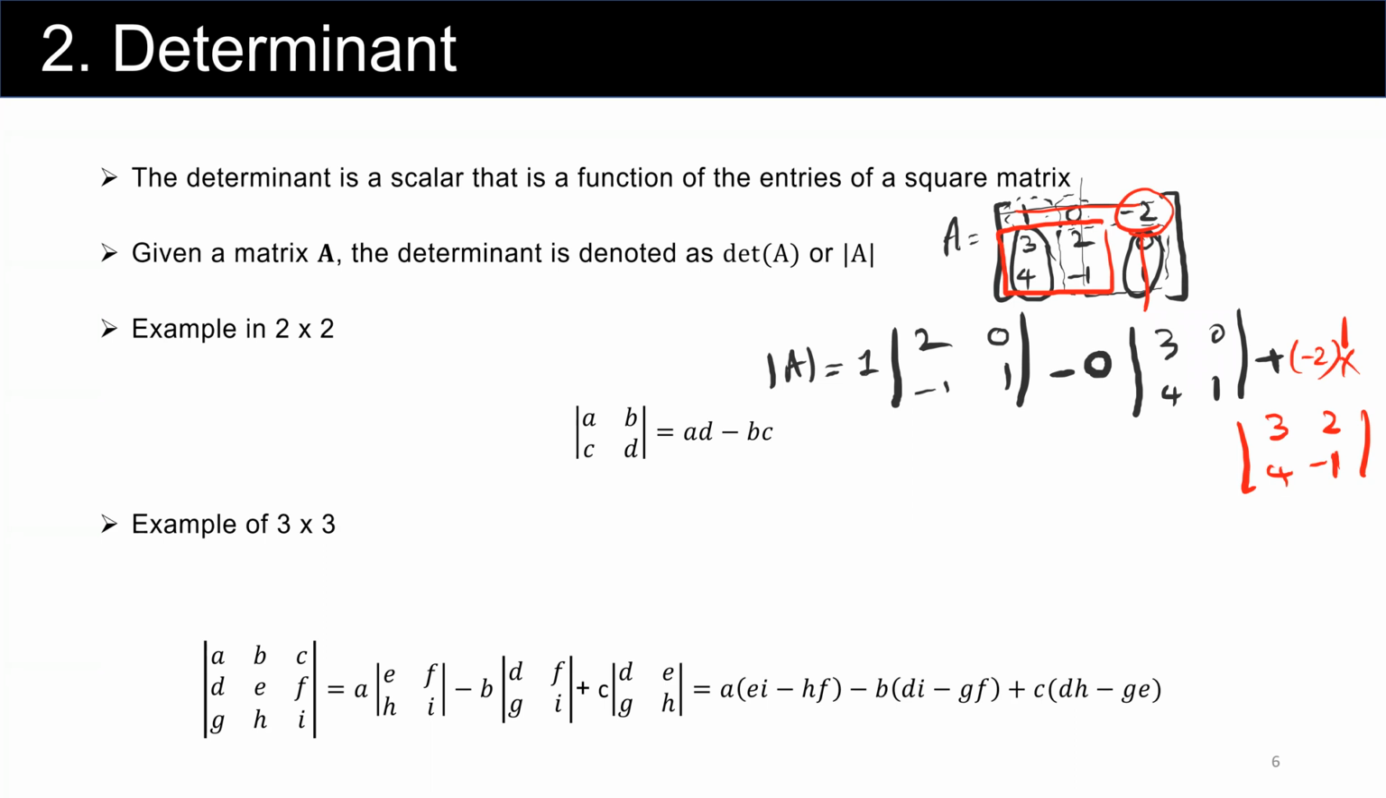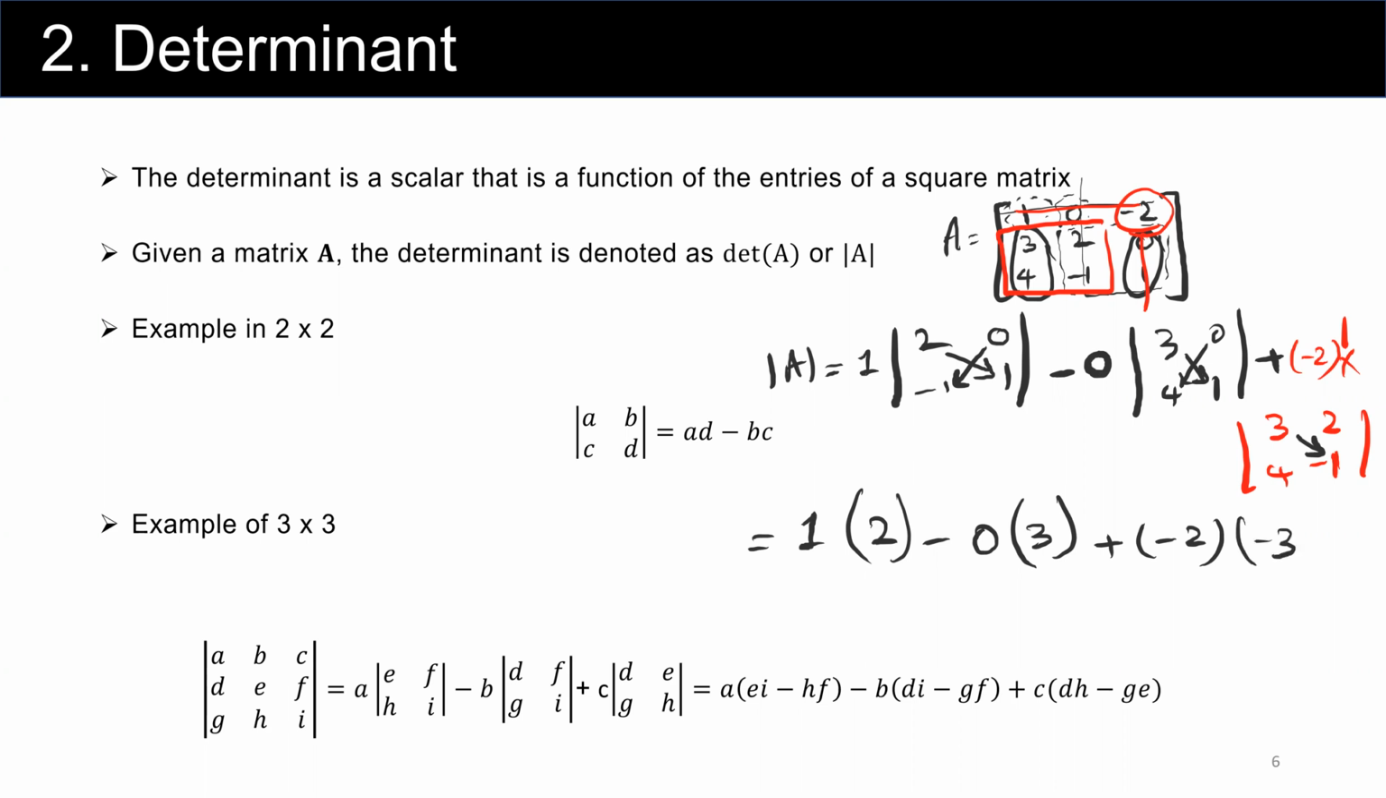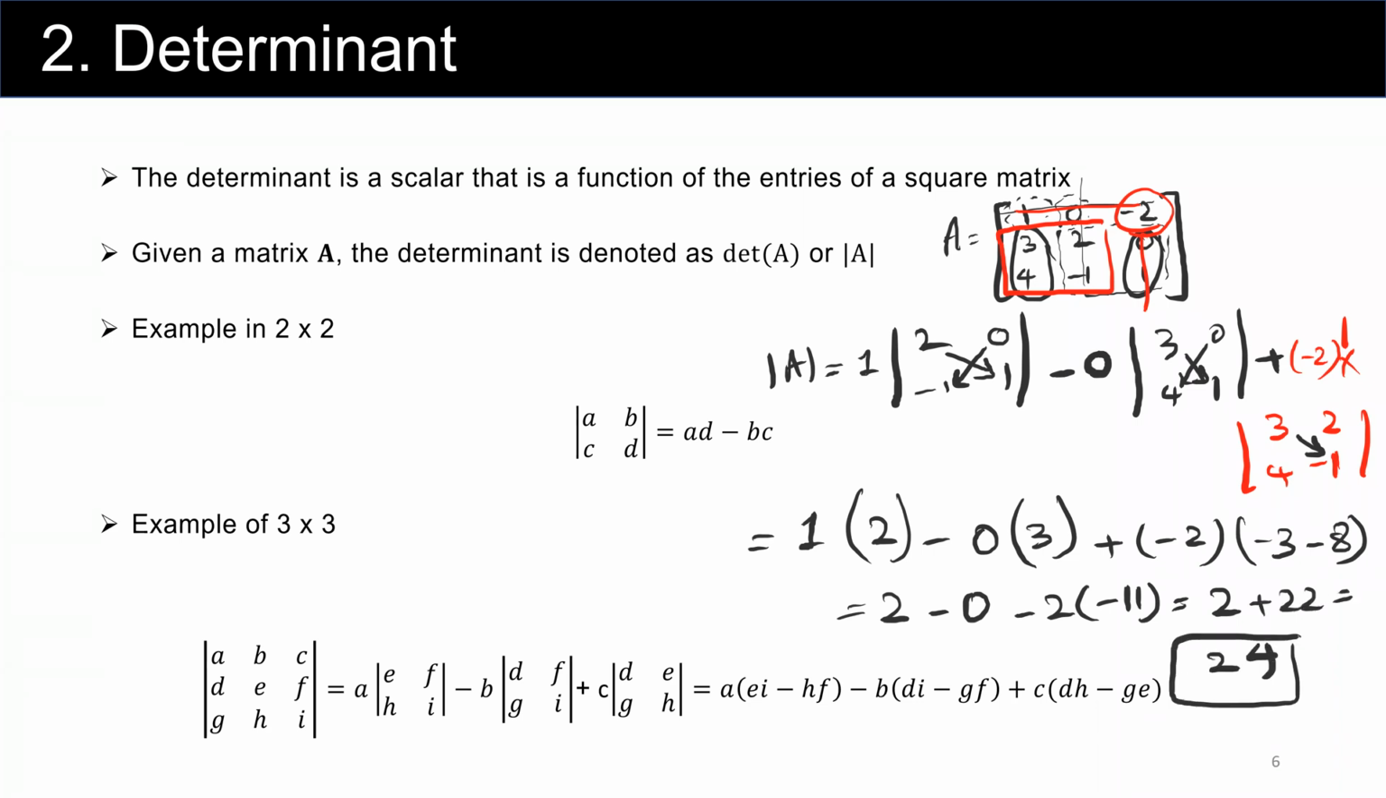All right, now let's expand those determinants. So it's equal to 1 multiplied by 2 multiplied by 1 minus 0 multiplied by minus 1, which is 2. Minus 0 multiplied by 3 multiplied by 1, which is 3, minus 0. Plus minus 2 multiplied by 3 multiplied by minus 1, which is minus 3, minus 2 multiplied by 4, minus 8. It's going to be 2 minus 0, minus 2 multiplied by minus 11, 2 plus 22, which is 24. So this is how we find the determinant for a 2 by 2 matrix and a 3 by 3 matrix.